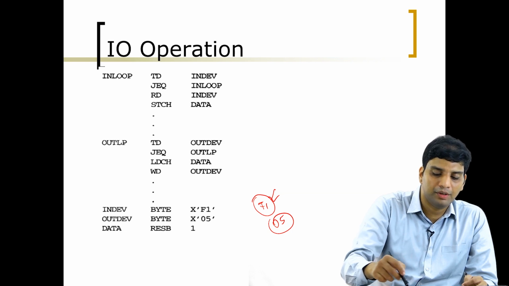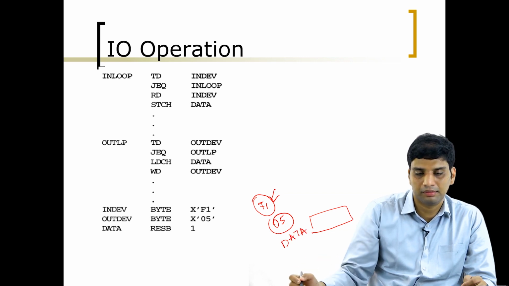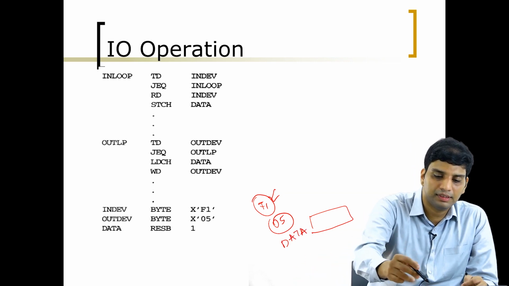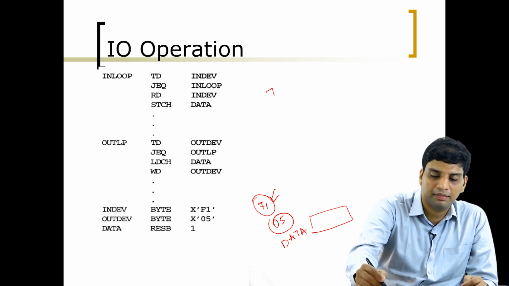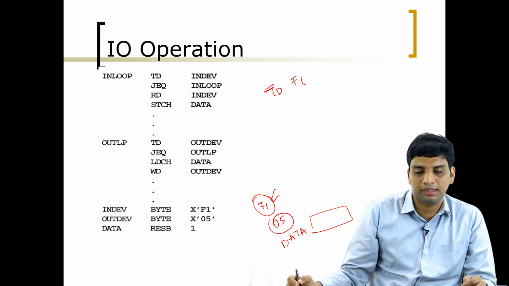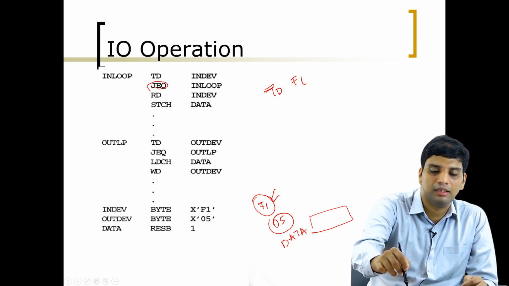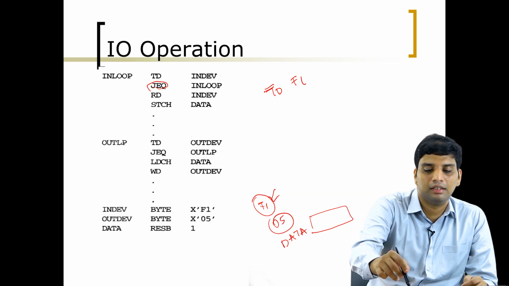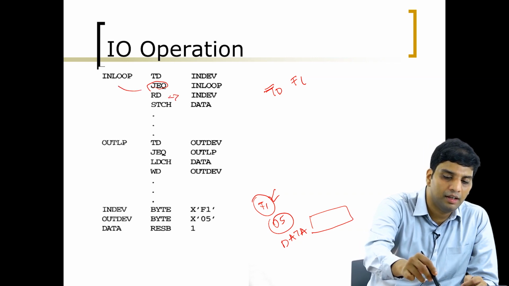Then here you have reserved a byte, and the name of the byte is data. Clear? Now first, listen. This is test device, the input device. You are testing the device. The name of the input device is F1. You are testing it, and what happens here is you will check whether the device is free or not. If the device is free, you will go to this line and read the device. If the device is not free, I will wait.